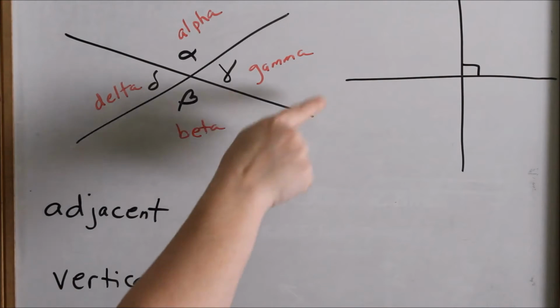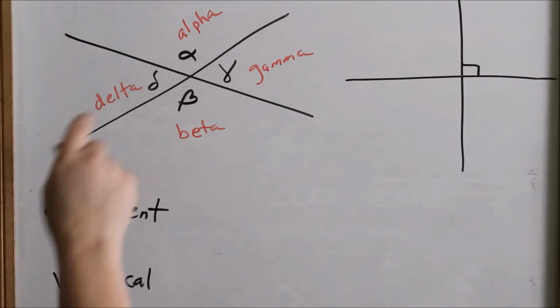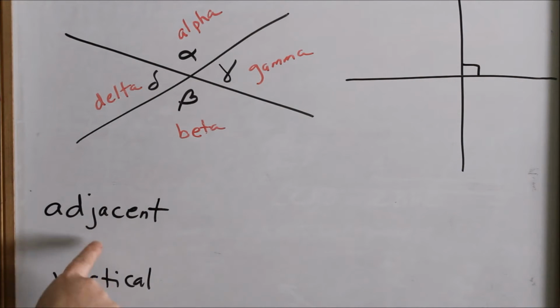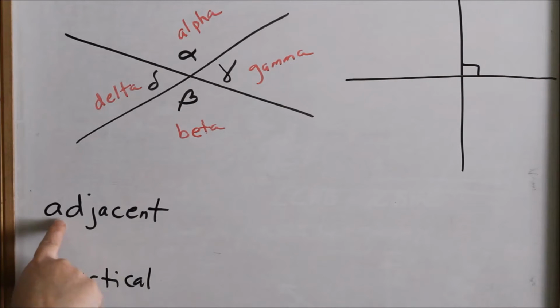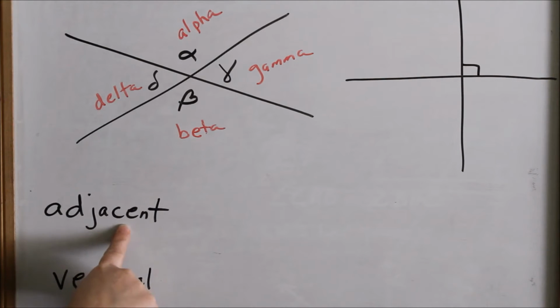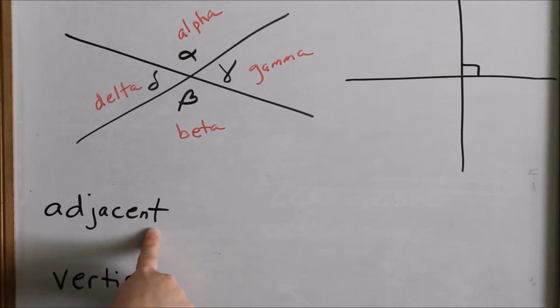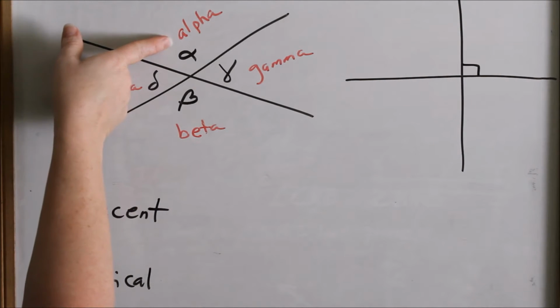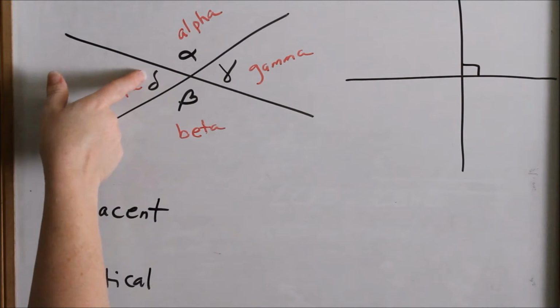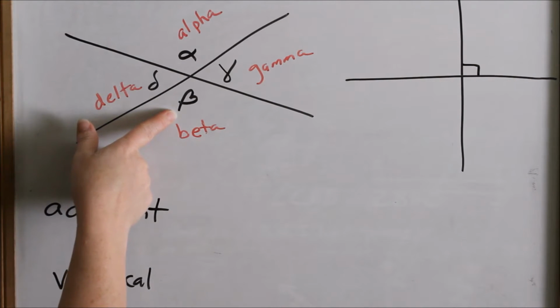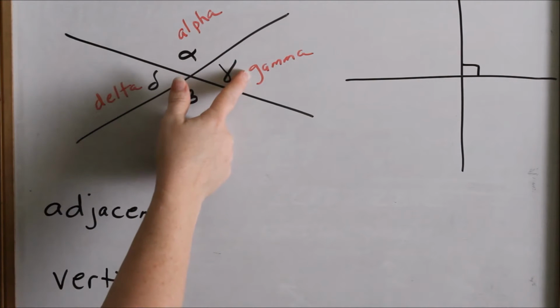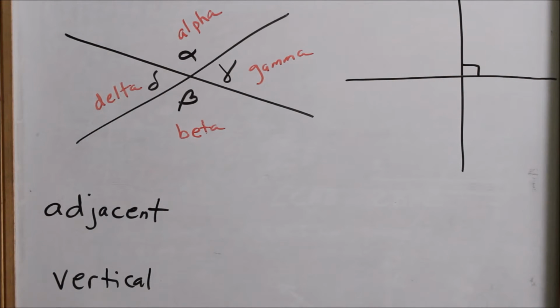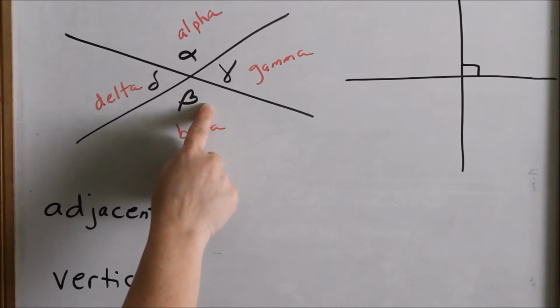So when you have 2 intersecting lines and it forms 4 angles, there are some things that we can talk about. There are adjacent angles in what we have formed. Adjacent just means next to each other. Okay, so these adjacent angles are next to each other. Delta and alpha are adjacent. They are next to each other. Delta and beta are adjacent. They are next to each other. Alpha and gamma are adjacent. They are next to each other. Gamma and beta are adjacent.